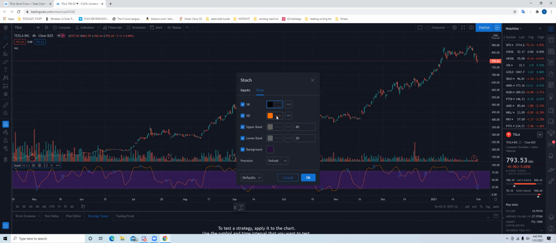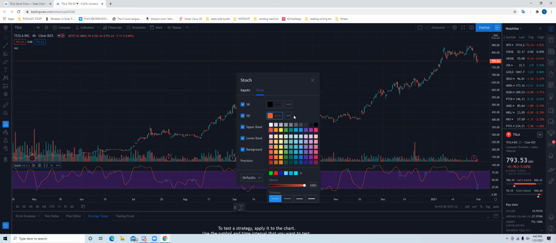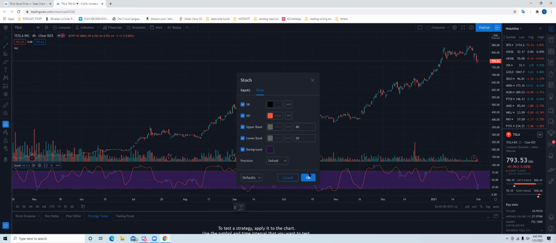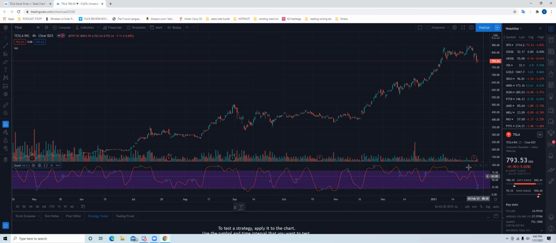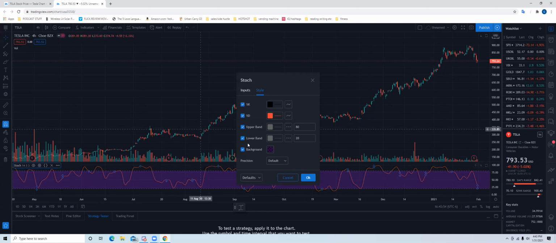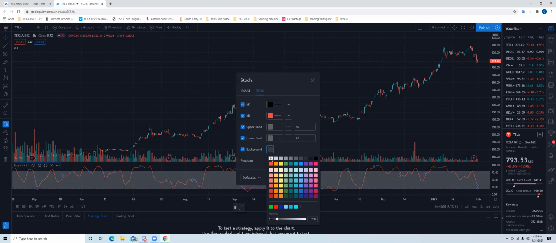For the stochastics, the K line is black. The D line I had in red. Okay, yeah. Well, that's continuity. Not on mine though. Let me change the background to a more visible color.